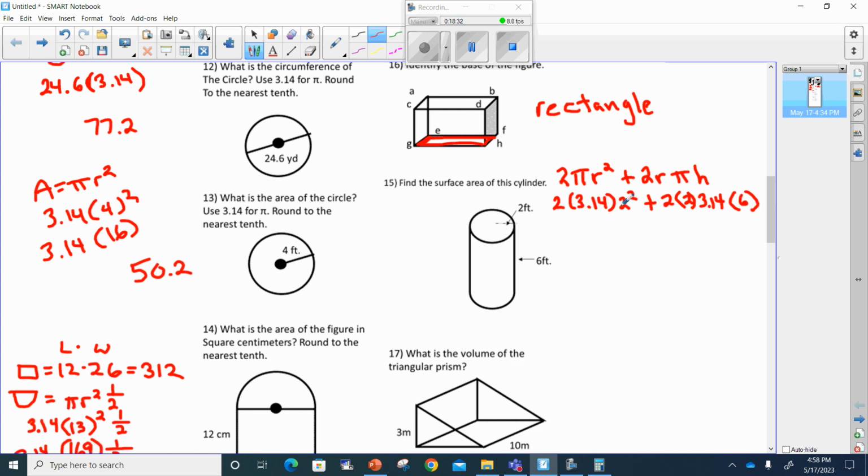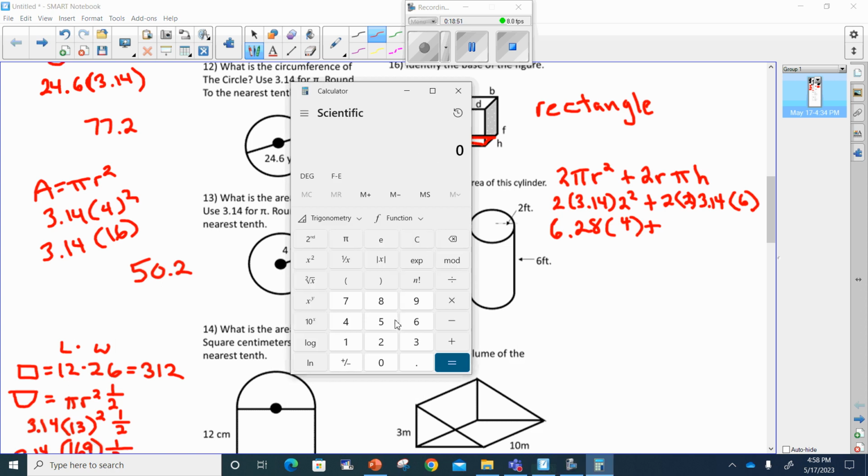Okay, well, we know that 2 squared is going to be 4, so this would be 2 times 3.14, which is 6.28. We'll be multiplying that by 4. Let's go ahead and solve that. 6.28 times 4 is going to give us 25.12.